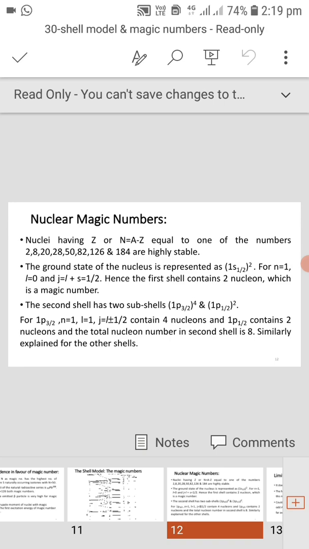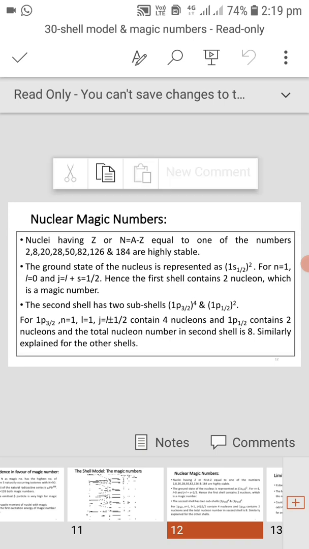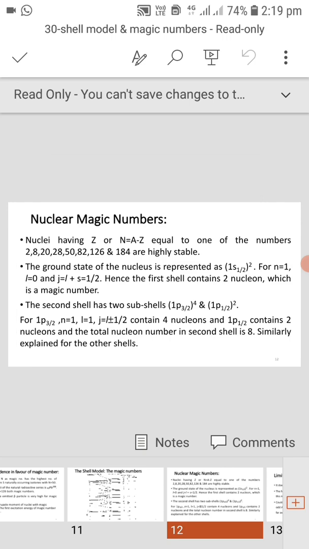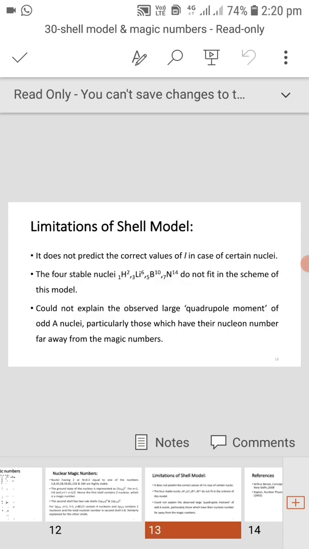The second shell has 2 subshells, that is 1p3/2 and 1p1/2. For 1p3/2, n is equal to 1, L is equal to 1 and J is equal to L plus or minus half, it contains 4 nucleons, and 1p1/2 contains 2 nucleons, and the total nucleon number in the second shell is 8. Similarly, it is explained for the other shells also.